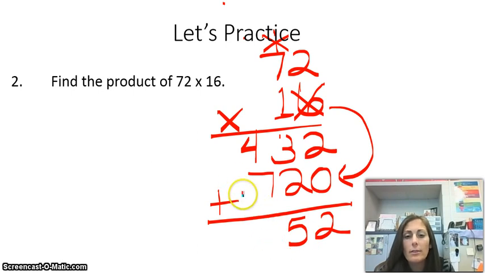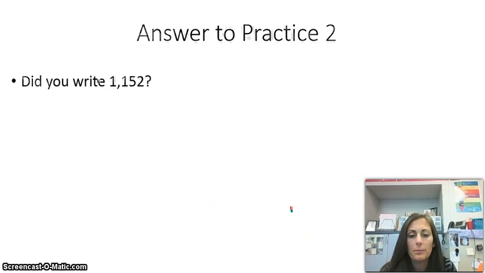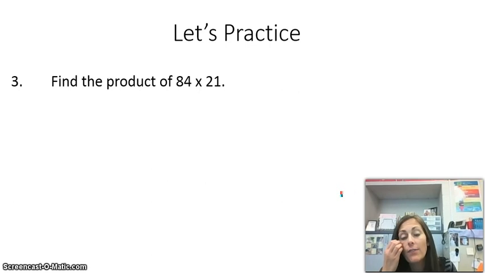7 plus 4 is 11. So I have 1,152. Yay, we got the right answer. Moving on to practice number 3. It says find the product of 84 times 21. Go ahead and push pause and work out the problem, and when you're done, push play.